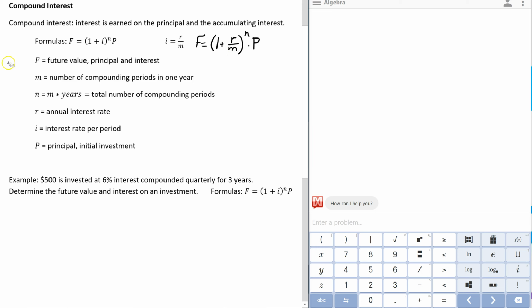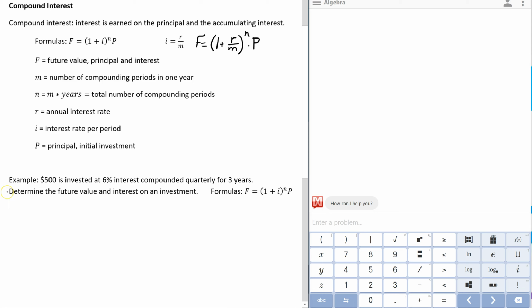Now each variable represents a concept. F is your future value, your final ending balance that includes principal and interest earned. M is the number of compounding periods in 1 year. N is the total number of compounding periods, and it's calculated with that M multiplied with the number of years. R is your annual interest rate. I is the interest rate per period. And P is your principal or initial investment.